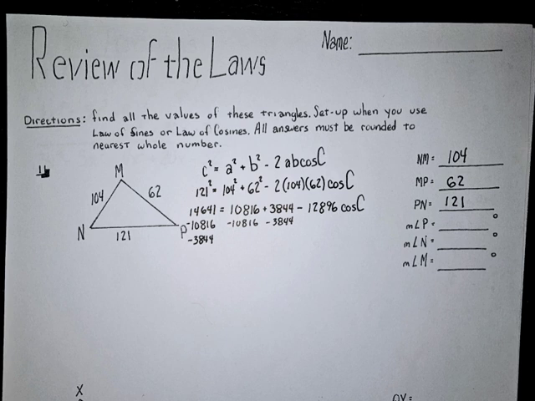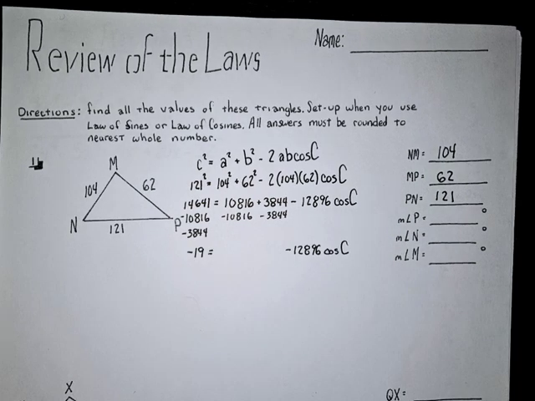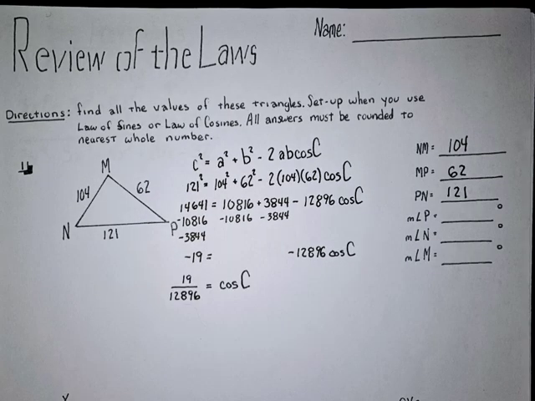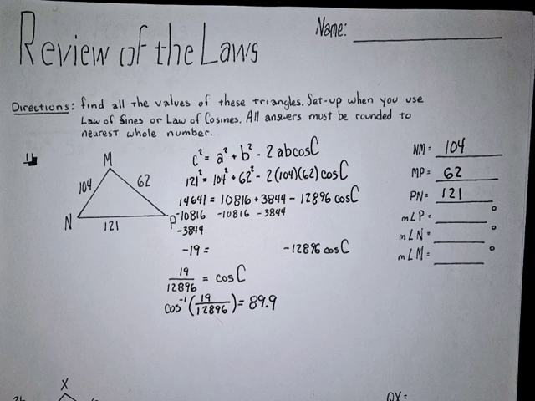So we subtract 10,816 and we subtract 3,844. It leaves us with negative 19 on one side, and on the other side, it leaves us with negative 12,896 cosine C. Now we divide both sides by negative 12,896. Since there were two negatives, I just canceled them both out. To get rid of the cosine, we take the cosine inverse of both sides. That gives us 89.9.